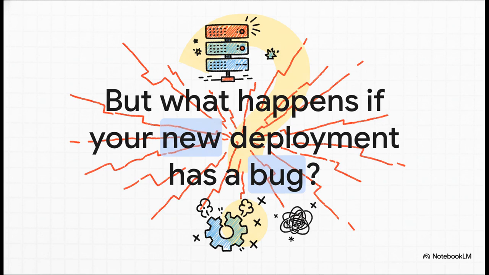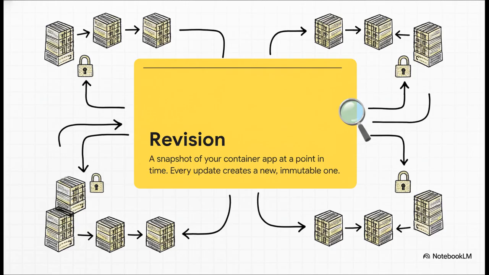This is it. This is the question that keeps developers up at night. You push out a new update, you think everything is great, and then suddenly, something breaks in production. So how does the platform help you handle this kind of situation gracefully? Well, the answer is a brilliant little concept called revisions.